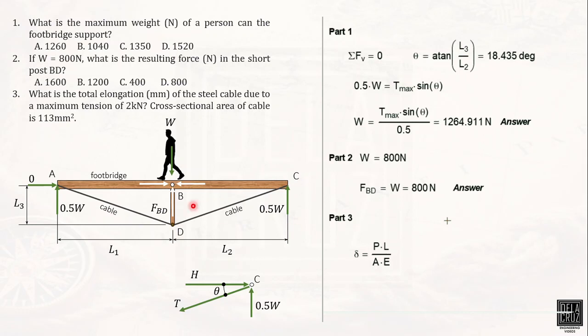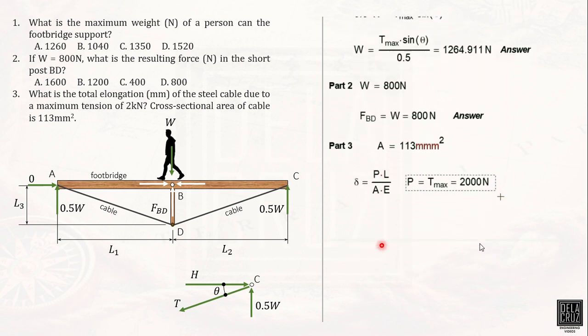So our L here should be the length of this cable. We could also take its total length, but no, because they are different, each has its own tension. So let's define first: we have here the area, 113 millimeters squared. What would be the value of P? The problem says we will use the maximum tension, so P is equivalent to T maximum, and that is 2,000 newtons.